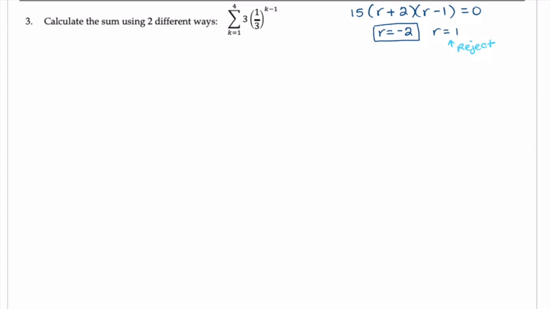Alright, so for here, we have calculate the sum using two different ways. And we have some sort of sigma notation. So when I think sigma, I know we have to add. We're starting off with our first term being k equal to 1, and we're going all the way up to 4. So I'm going to do that as my first way. I'm going to just add and plug in k equal 1 all the way up to k equal 4. So I'm going to set myself up.